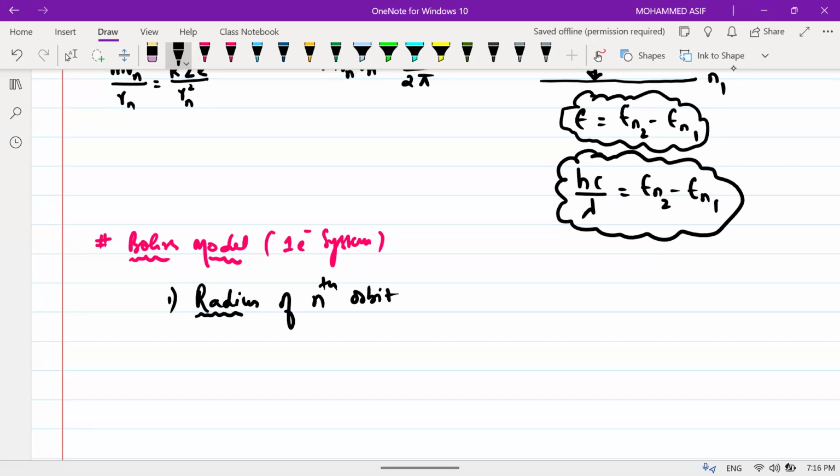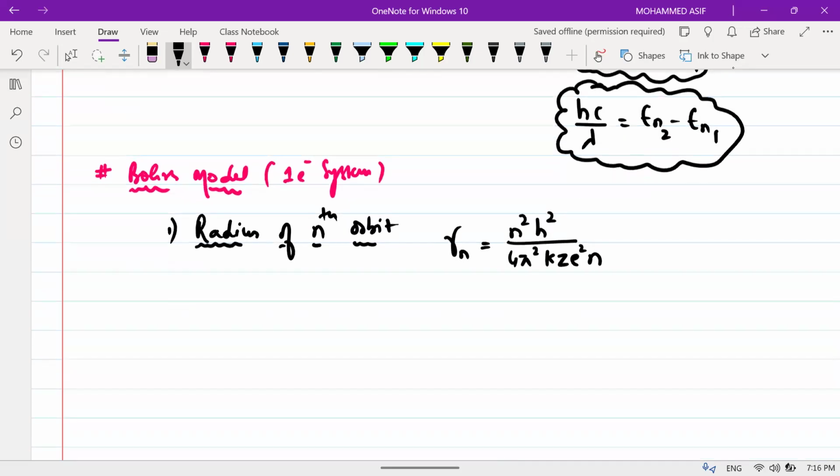Radius of the nth orbit is given by the formula Rn equals n square h square divided by 4 pi square k z e square m. So if I take the value of all constants and simplify the relation, h is a constant, 4 pi square is a constant, k is a constant, z is the atomic number of that element. The mass of the particle will be remaining constant, and e square is a constant, m is also a constant.